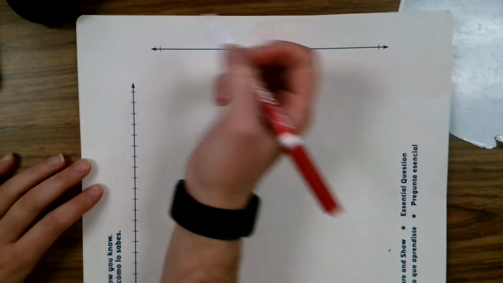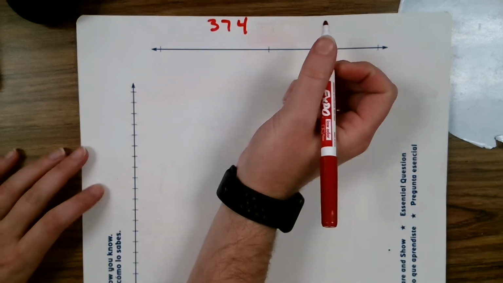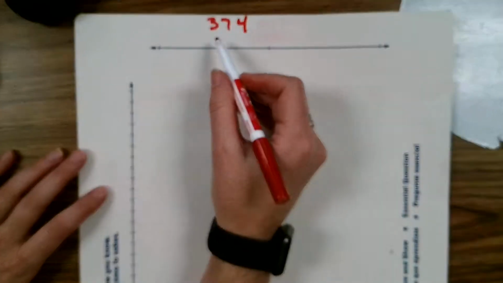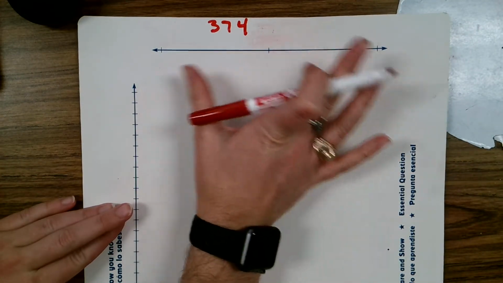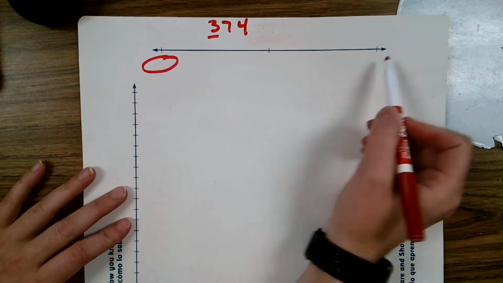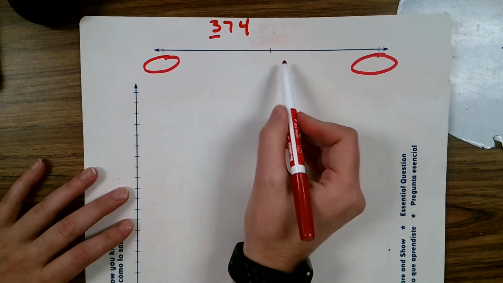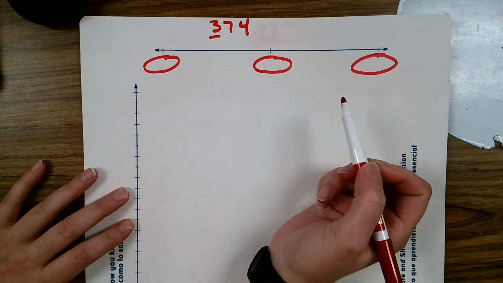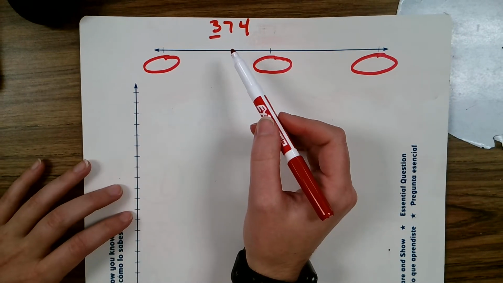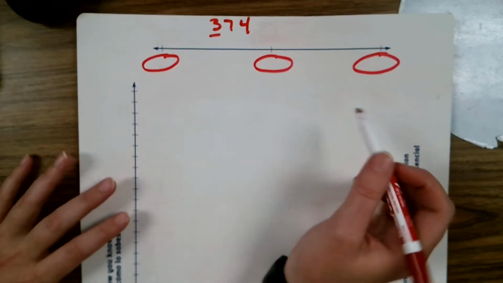So let's say our number is 374, okay? So we need to figure out what two hundreds this number is between. Okay, so we're going to look here and decide what hundred goes here and what hundred goes here. Okay, and once we've figured that out, then we're going to find our halfway point, and then we're going to plot our number. Okay, so I'm going to do this example, and then I'm going to give you a number and I want you to try it, and then I'll show you what it is. Okay?